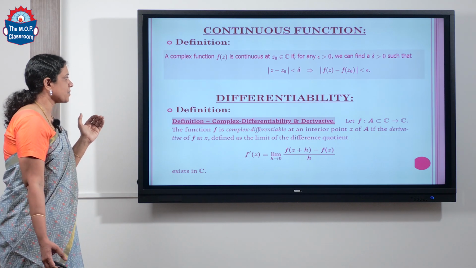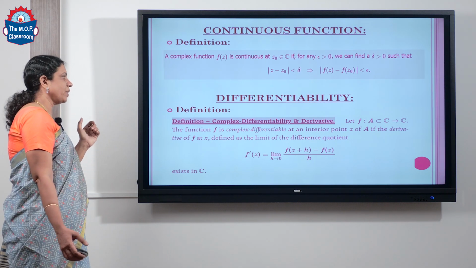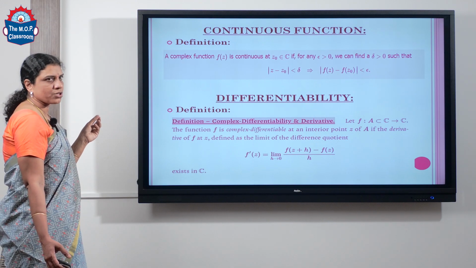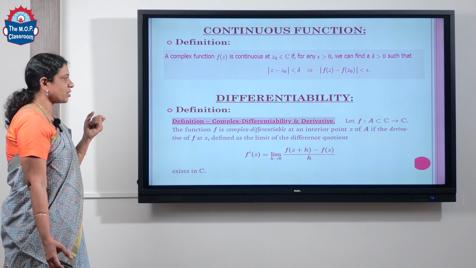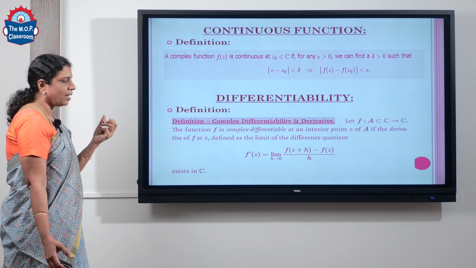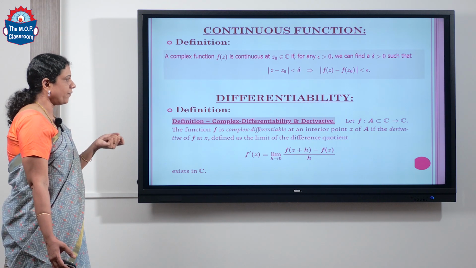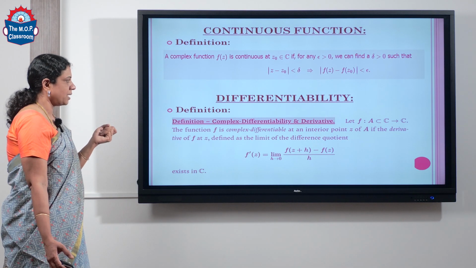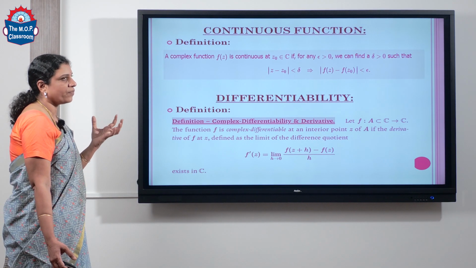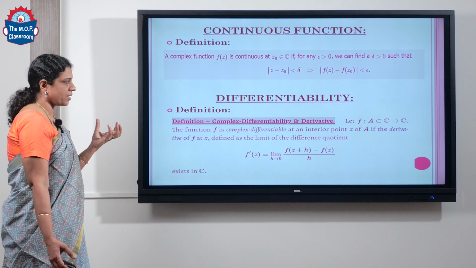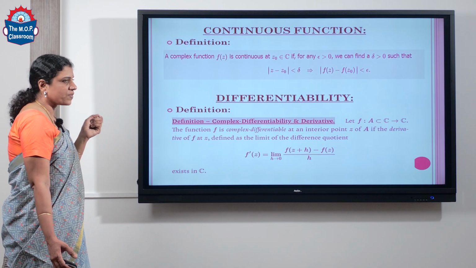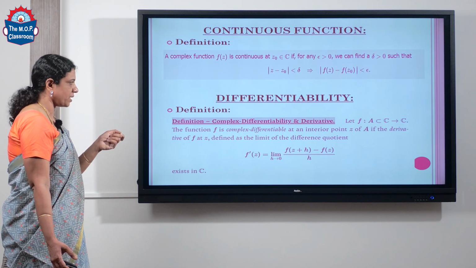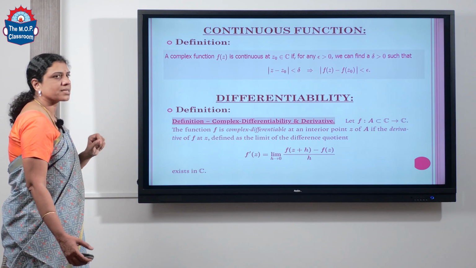Next comes differentiability. Let f be a function from the set A in C to C. The function f is complex differentiable at a point z0 if the derivative of f of z, defined as the limit of the difference quotient, that is f dash of z equals limit h tends to 0 of (f of z plus h minus f of z) divided by h, exists in C.